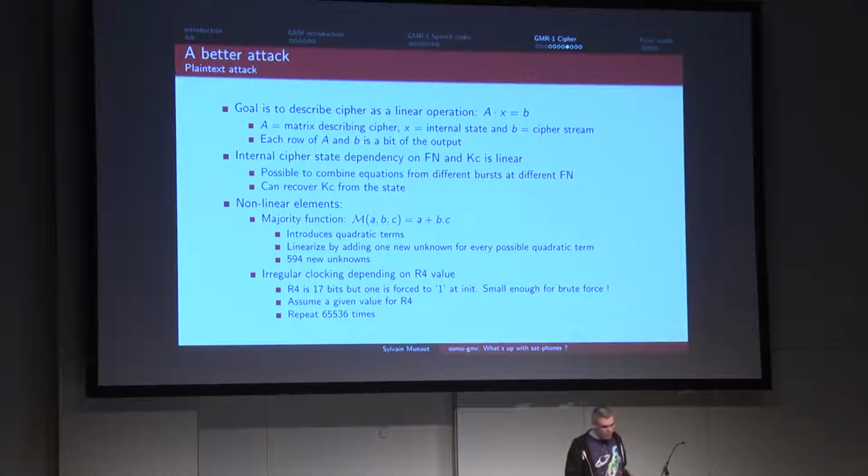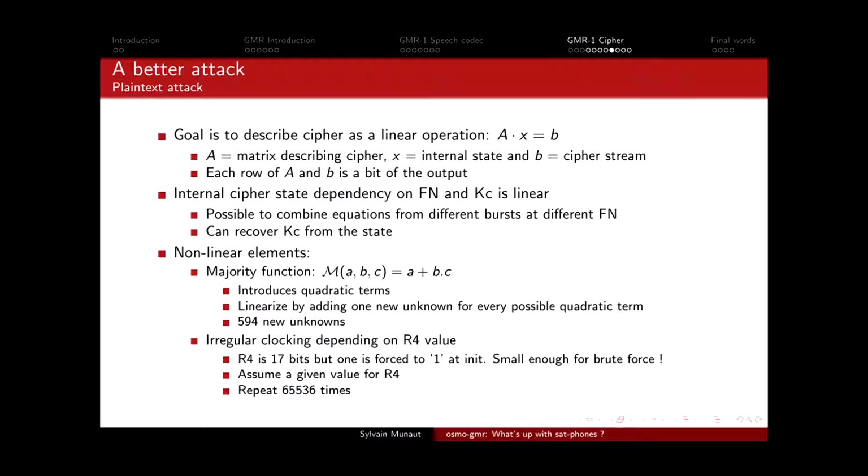So the two nonlinear elements are, first, the output function, which uses a majority function where basically you take 3 bits and it outputs whichever bit is more common. And you can rewrite that majority function as the sum of A plus B multiplied by C, or if you wish, A XOR B AND C. And the problem is the B multiplied by C, because that's quadratic, that's not linear. That means that we can't introduce that.